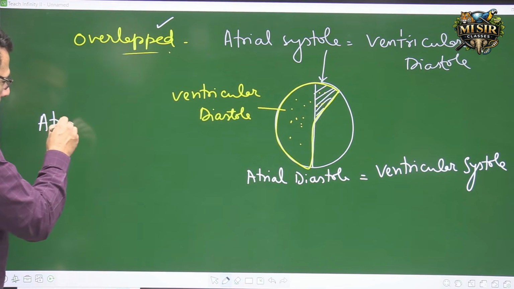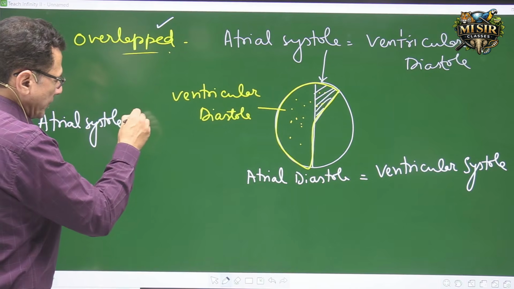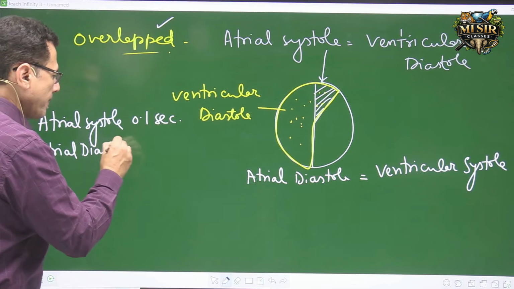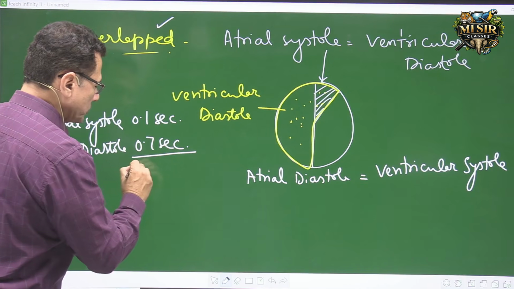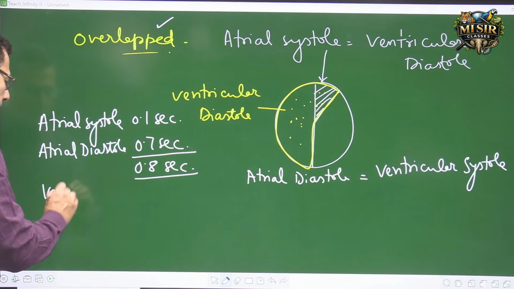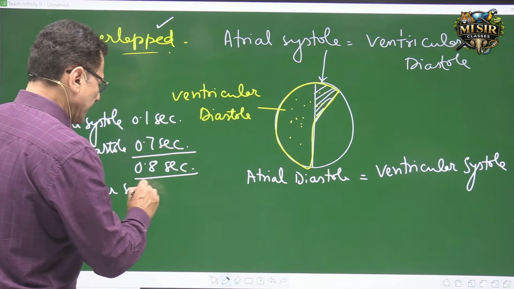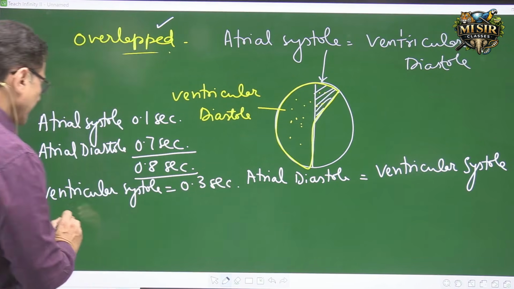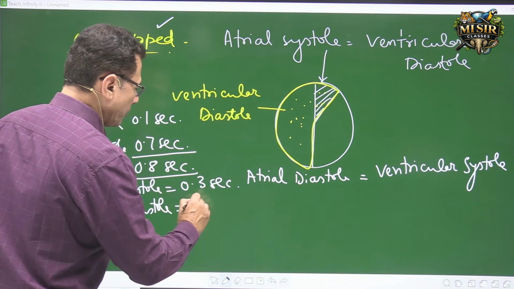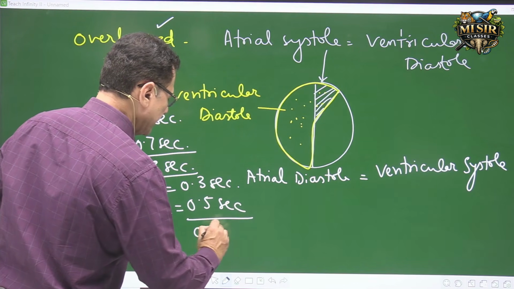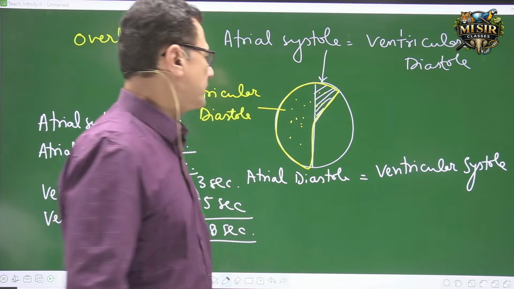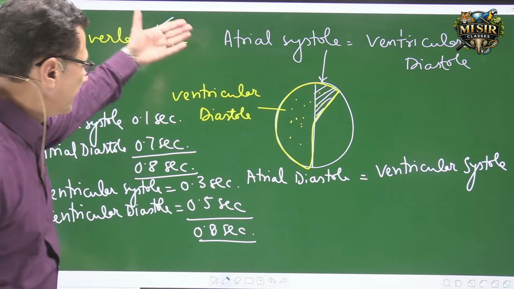Atrial systole is 0.1 second, atrial diastole is 0.7 second, and the total comes to 0.8 second. Similarly, for the ventricular events, ventricular systole is 0.3 second and ventricular diastole is 0.5 second. Again, the total comes to 0.8 seconds. So this is the time calculation of cardiac cycle time in human beings. I hope I have made myself very clear as far as the timings are concerned.